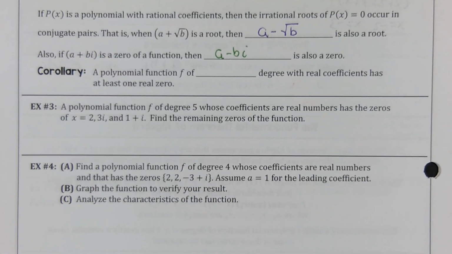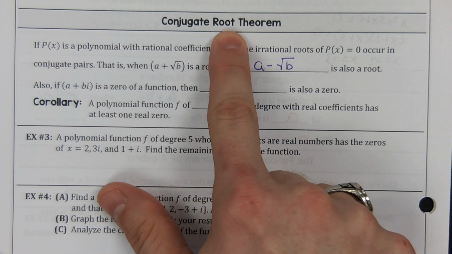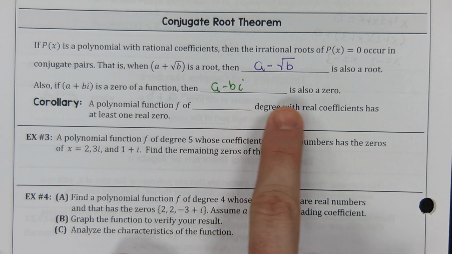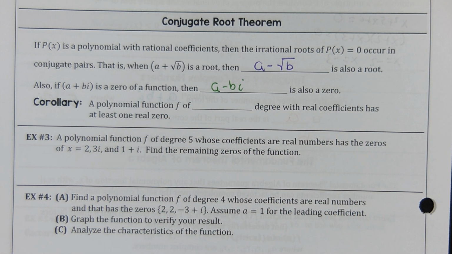A polynomial, oh, whoops, I forgot. Corollary. This means this follows directly because of this. A polynomial function of blank degree with real coefficients has at least one real zero. What is the only way that I can guarantee my graph is going to cross through the x-axis? It has to do with the end behavior. Oh, it's like x to the third.